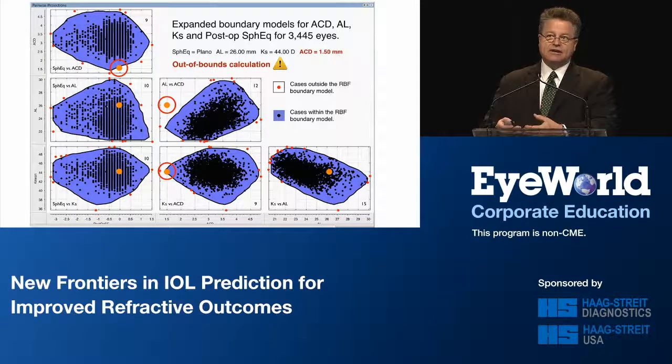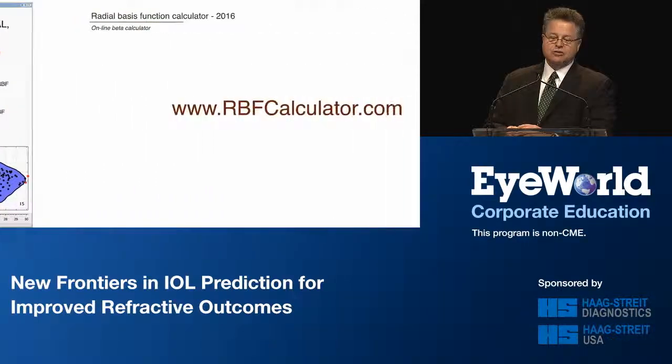It means we don't have data to support the calculation. Don't use it, and that's what the out of bounds indication means. So for most regression algorithms, you're working in two dimensions. Here we're working in six, so it's a completely different approach.